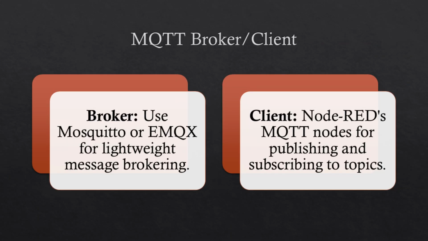For efficient messaging between the edge and the cloud, we utilize the MQTT protocol. On the edge device, we deploy a lightweight MQTT broker such as Mosquitto or EMQX. Node-RED's MQTT nodes act as clients, enabling us to publish and subscribe to specific topics. This setup ensures low latency, reliable communication with minimal overhead, which is crucial for real-time data processing.